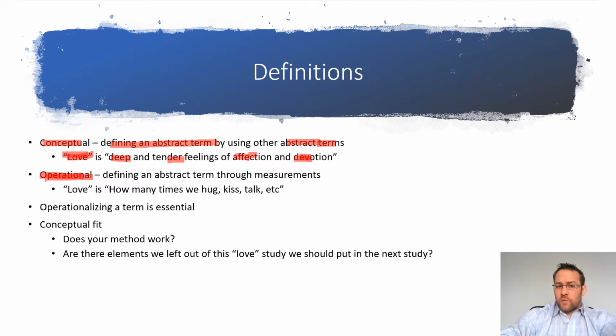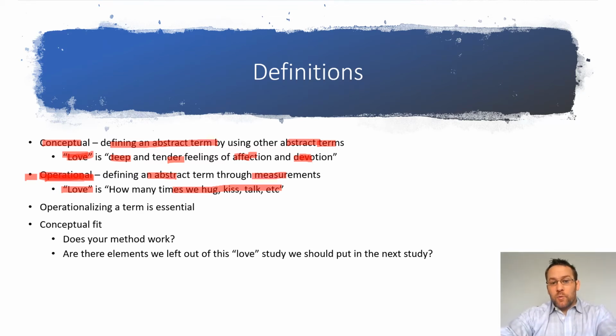To operationalize a term is to define these abstract terms in terms of measurements. As we've discussed, love could be defined as how many times we hug, kiss, talk, etc. So how much do you love your mom? Do you love your mom more than I love my mom? There's no real way of measuring it, so we have to go to something more operational. How many times a day do you text your mom? When you go home, how many times do you hug your mom? Do you kiss your mom goodnight before bed every night? These sorts of things are what we're trying to operationalize in terms of figuring out who loves their mom more.